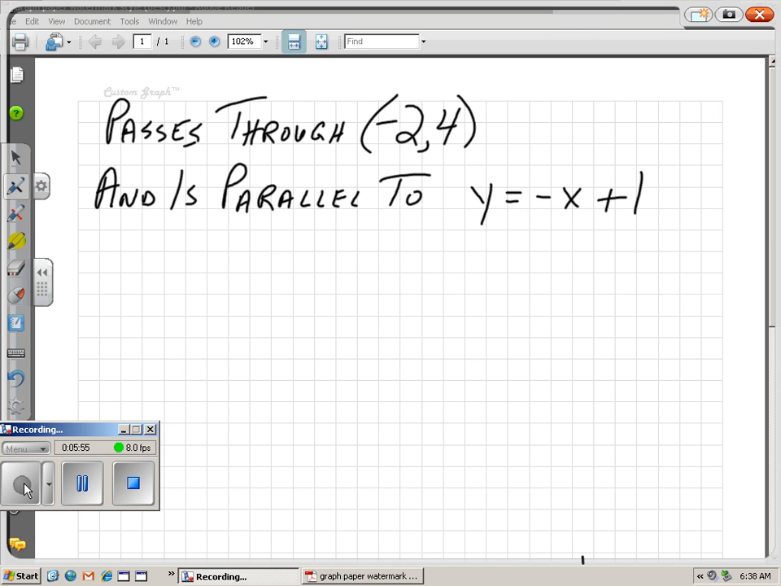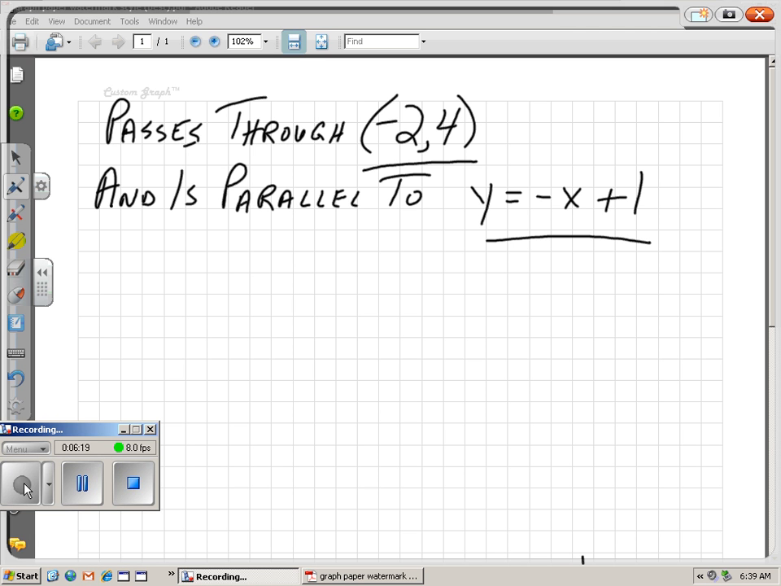Okay, so let's do an example. I want the equation of a line. I'm going to call it my line. I know my line passes through the point (-2, 4). I know my line goes through that. And I know that my line is parallel to this line. Okay, that's not the equation of my line. That's the equation of a different line. But I know that my line runs parallel to it.